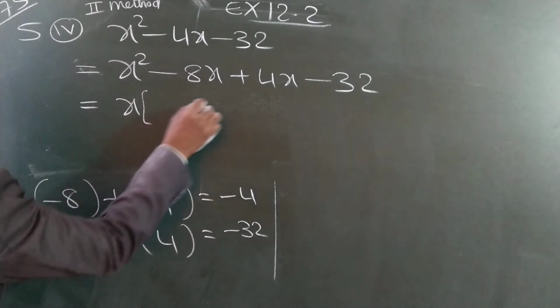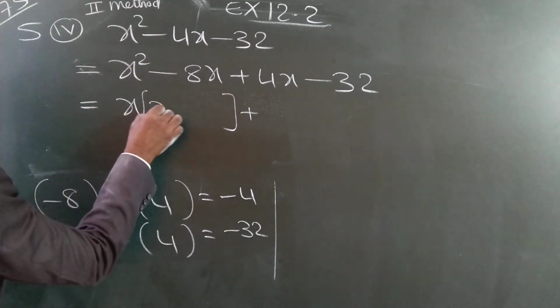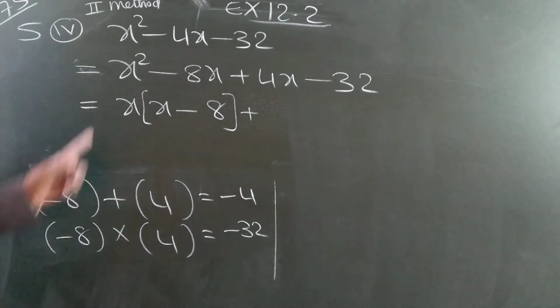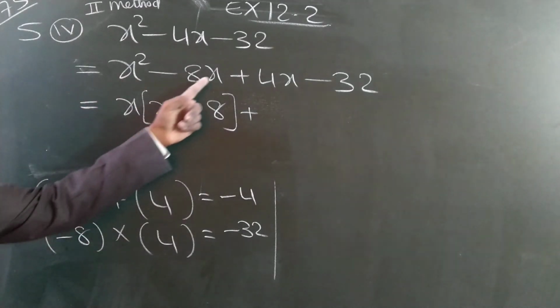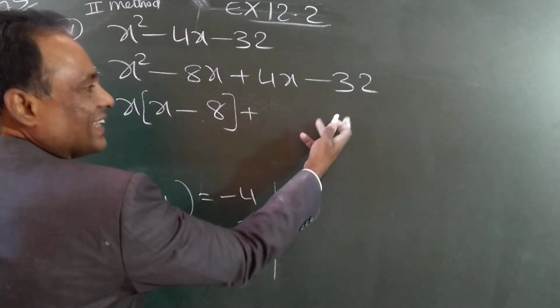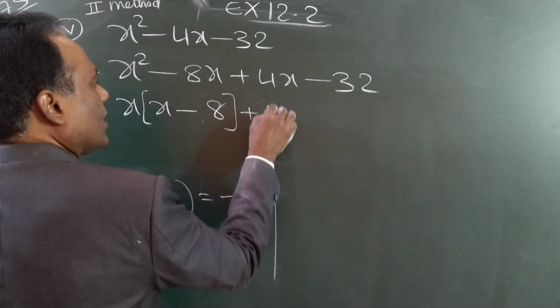First two, x common. Another x remains, minus 8 remains. x common, another x remains, x is common means 8 remains. Same we will get here. Compulsory. In all problems it is like that only. So take 4 common.